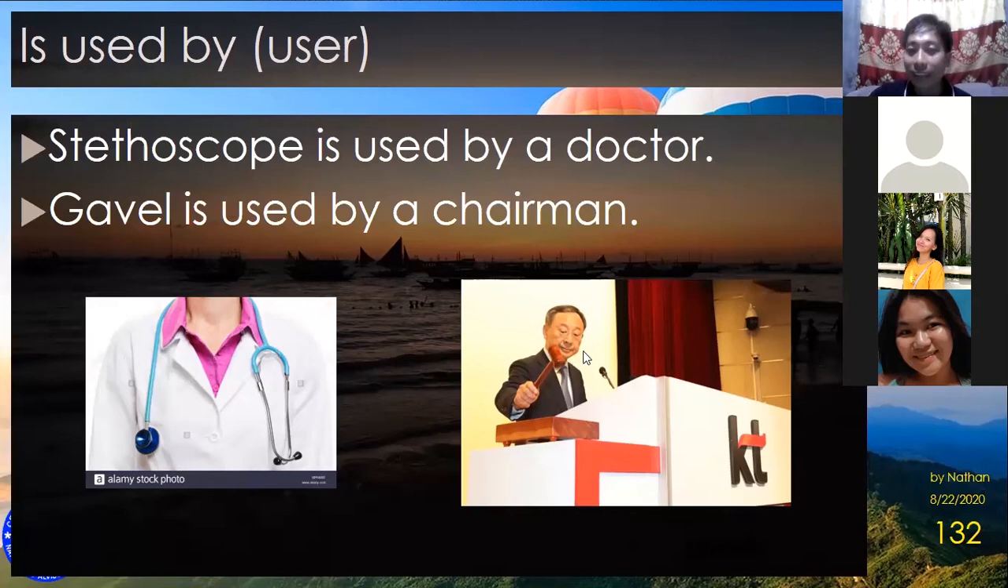So a gavel is like this. You see this guy holding a wooden, it's like a hammer actually, but it's not used for carpentry. Okay, while a stethoscope is used by the doctor. Akala ko label.